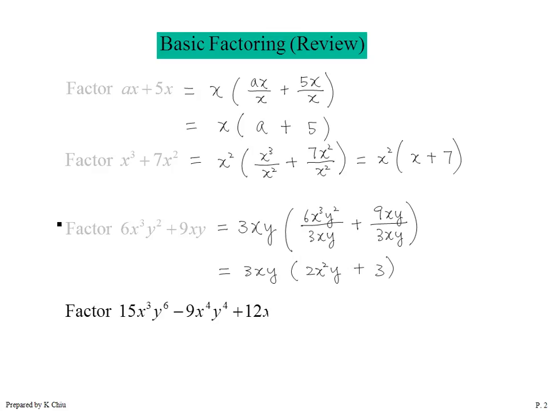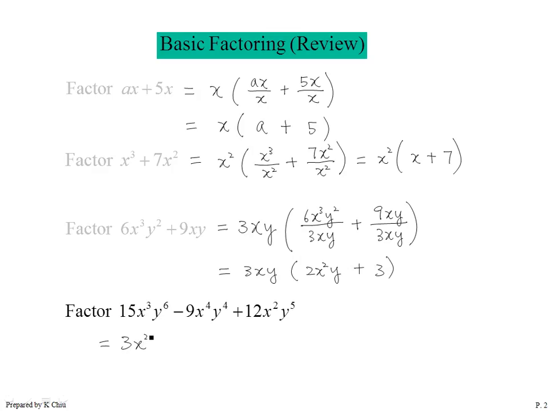Let's see another one. Uh-oh, getting a little bit more fun. How many terms do we have? We have 3 terms. Terms are separated by a plus or minus. So let's do it step by step. Let's see if there is any common factor. 15, 9, and 12. What do they have in common? 3. Good. So I take out the 3, or I should say factor out the 3. How about the variable x? X cubed, x to the 4th, x squared. What do they have in common? X squared.